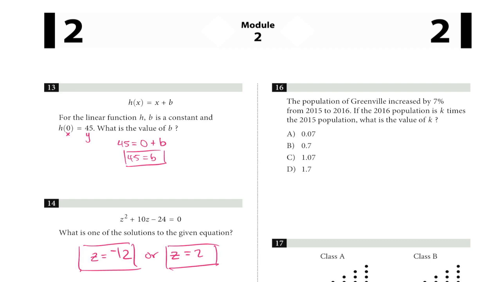All right, 16. The population of Greenville increased by 7% from 2015 to 2016. If the 2016 population is K times the 2015 population, what is the value of K?